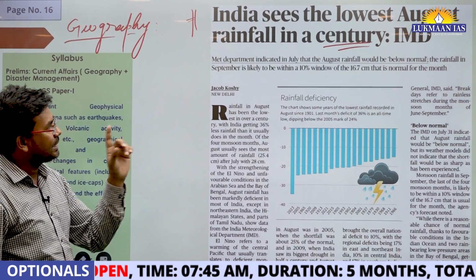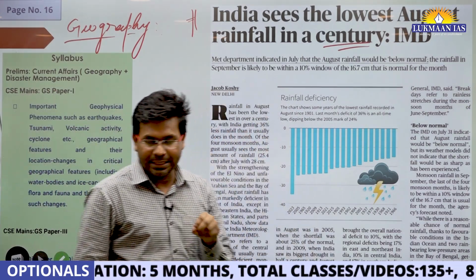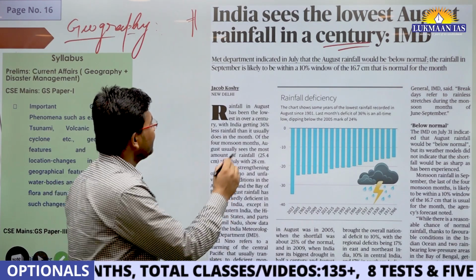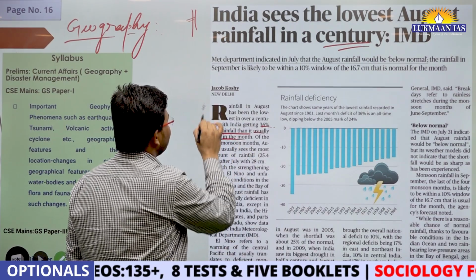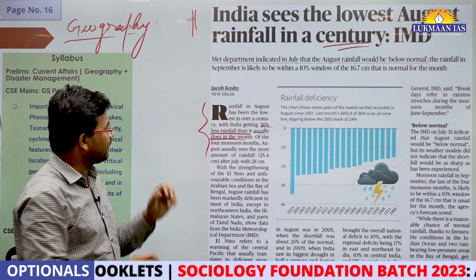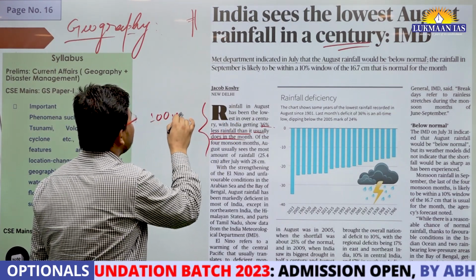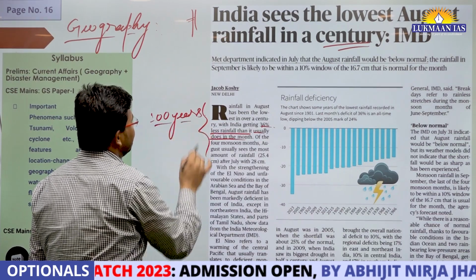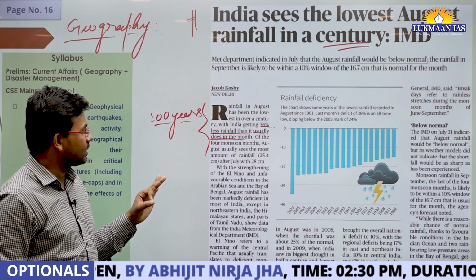In this article, they have discussed that the rainfall this year's August month has been 36% less than what usually happens in this particular month. This lesser rainfall is the lowest within a century, meaning in the last 100 years, this has been the lowest rainfall in the month of August.